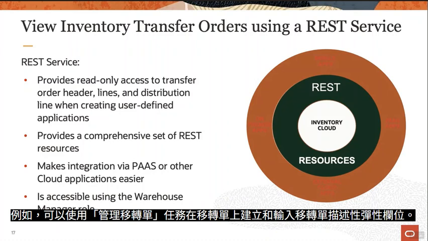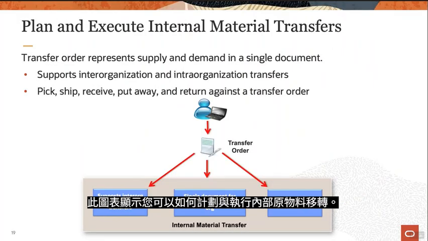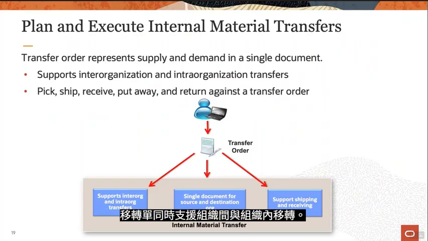This diagram shows how you can plan internal material transfers. A transfer order is a document created in Oracle Inventory Management. It represents demand and supply in a single document. It supports inter-organization and intra-organization transfers. Additionally, support is provided to pick, ship, receive, deliver, and return against a transfer order document. Full visibility is provided to shipments and receipts associated with a transfer order.